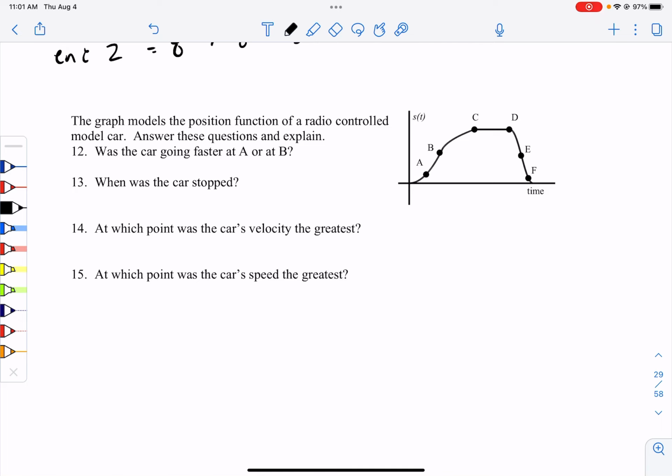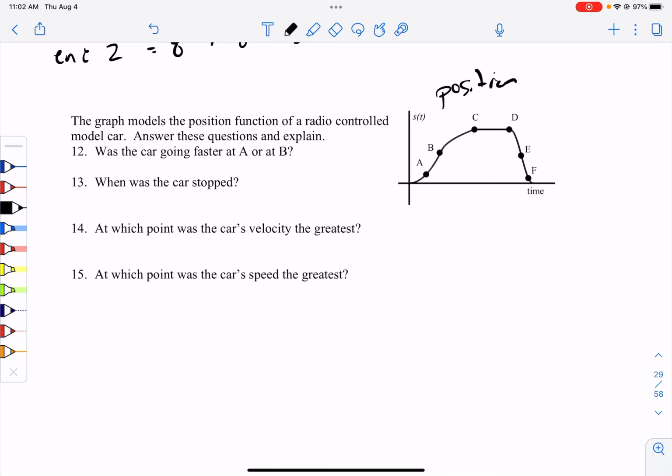The graph models the position function. Okay, so I'm going to write position right here out of habit because I want to remember this is telling me the position of a radio-controlled model car. Answer these questions and explain. Was the car going faster at A or B? Okay, I know my position at A. I know my position at B. It tells me. But it wants to know when I was going faster.